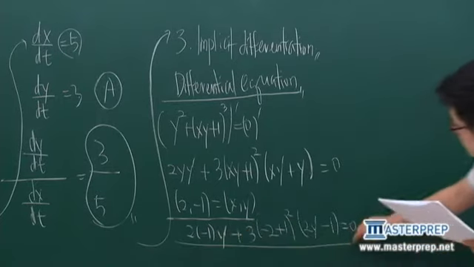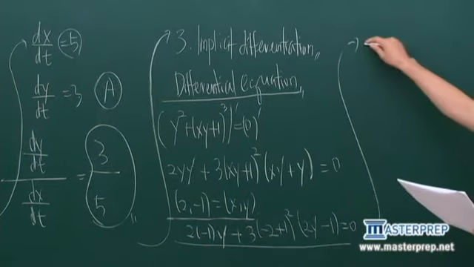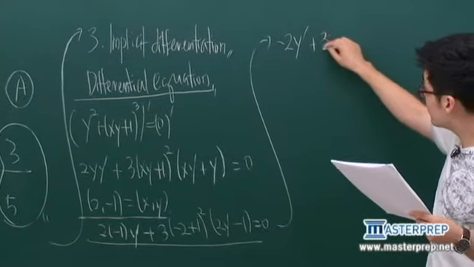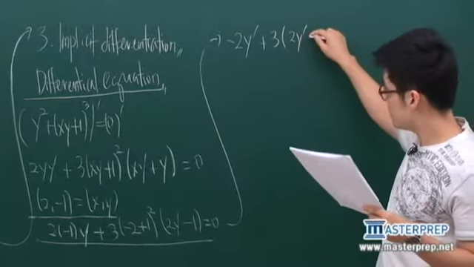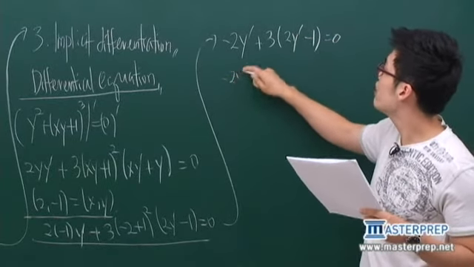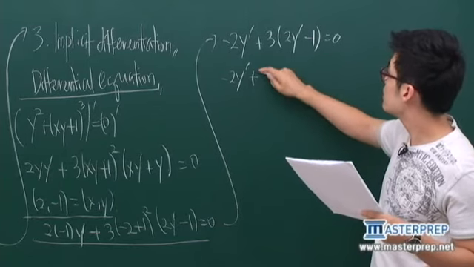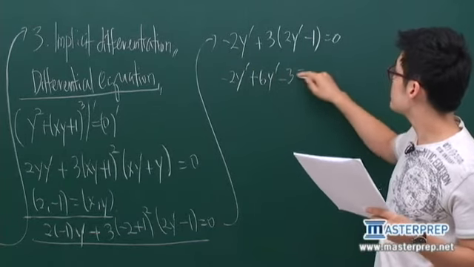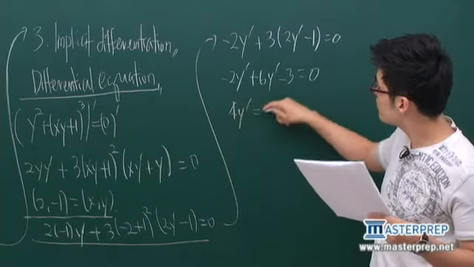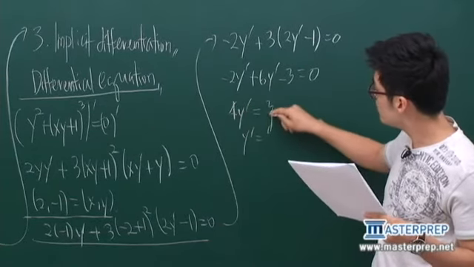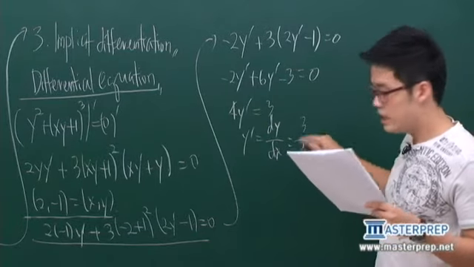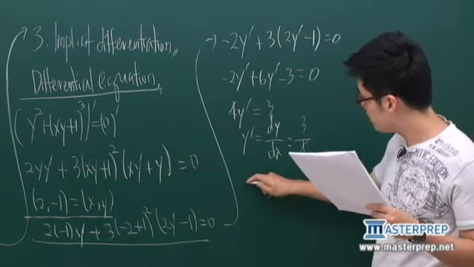Well, this is just arithmetic. -2y prime plus 3 times (2y prime minus 1) is equal to 0. So -2y prime plus 6y prime minus 3 is equal to 0. So 4y prime is equal to 3, which is dy over dx equal to 3 over 4. And the answer for that is D.